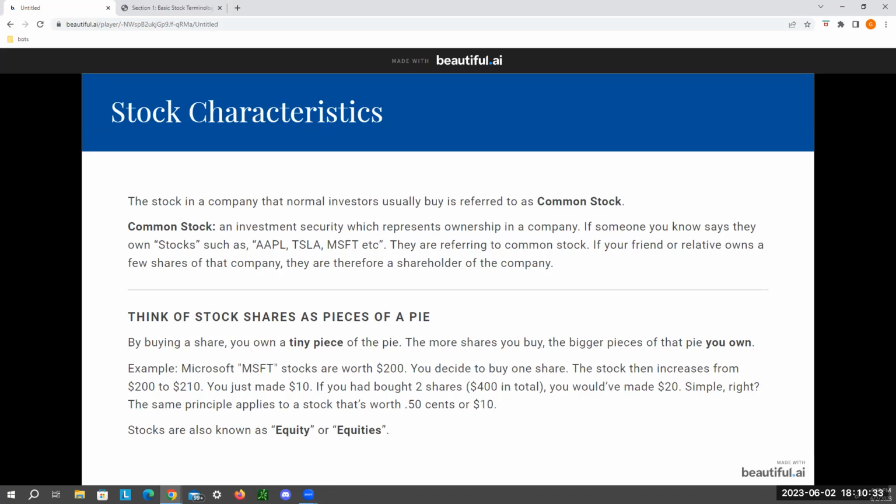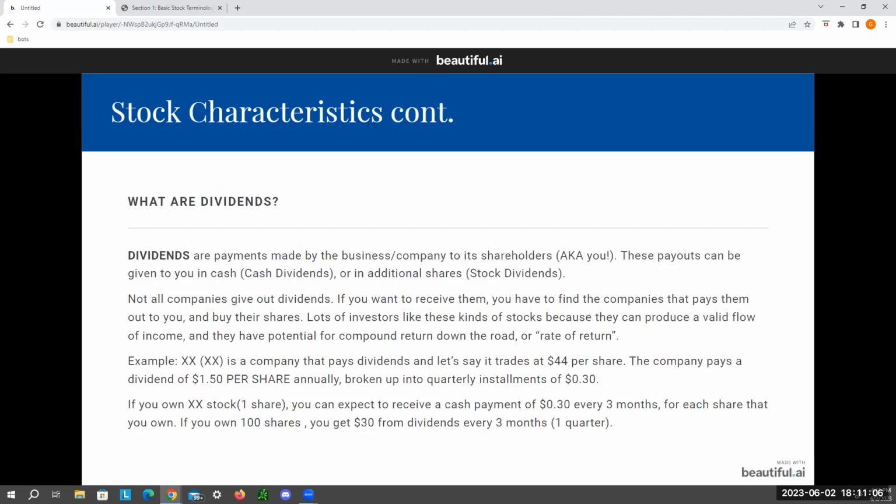For example, Microsoft stock is worth $200. You decide to buy one share. The stock then increases from $200 to $210. The equity on your shares gained $10. The only way you actually profit on the $10 gained on that share price is if you sell. So remember that. Just because the stock price went up doesn't mean you made any money. It's just that the equity in the shares went up. So if you bought 2 shares, it's $400 in total, and you would have made $20. Simple, right? Another name for stocks is equity or equities. Remember that.